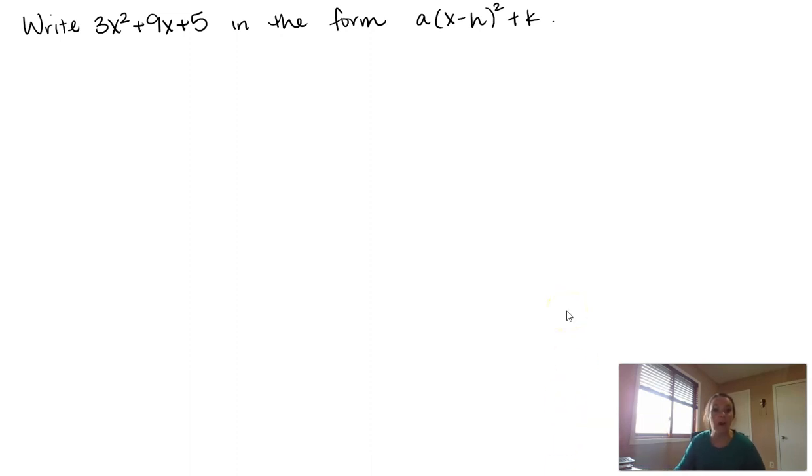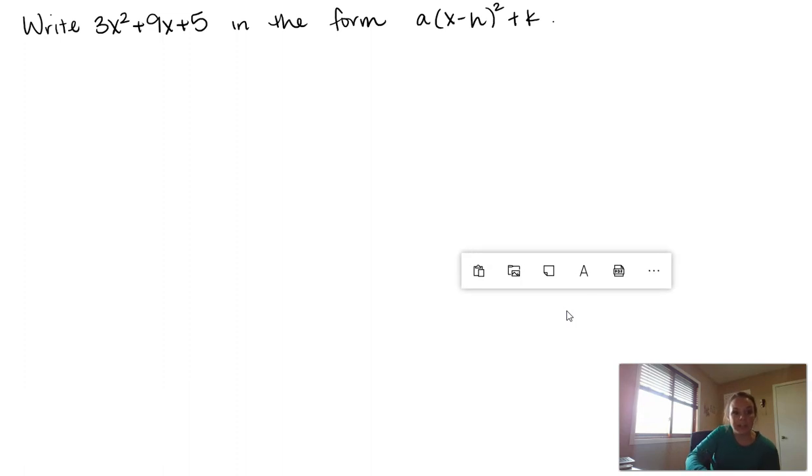Today we are going to talk about completing the square. So if you have a problem that says write 3x squared plus 9x plus 5 in the form a(x minus h) squared plus k, what would we do? Well, we have an equation in general form and we need to get it into what's called vertex form. And so we need to complete the square.